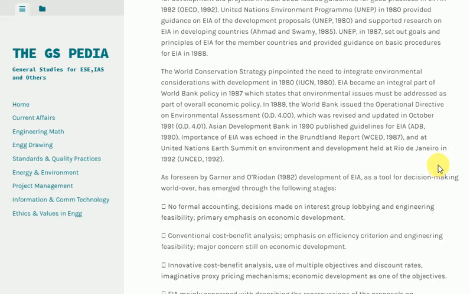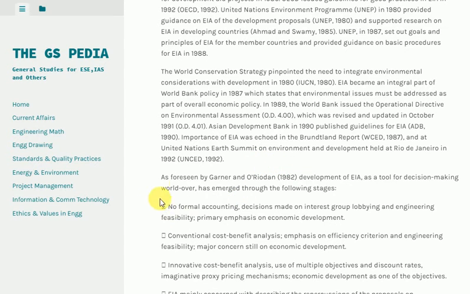The importance of ESE was echoed in the Brundtland Report (WCED 1987), and at the United Nations Earth Summit on Environment and Development held at Rio de Janeiro in 1992.